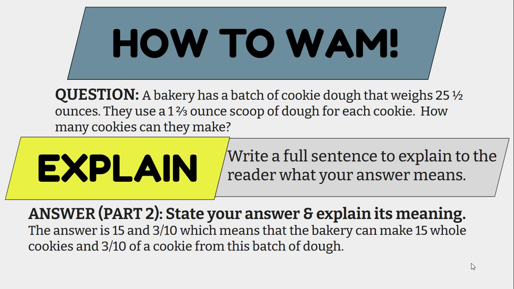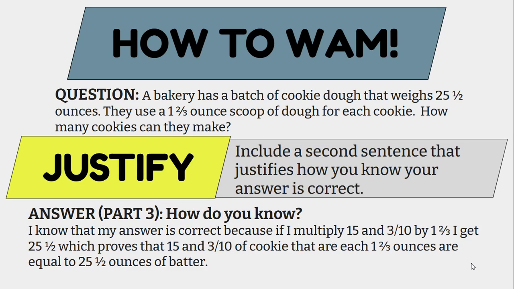And last, we're going to justify. We're going to prove that our solution is correct. So how do we know? Well, I can go back and prove that my answer is correct because if I multiply the 15 3/10 of a cookie that I got by 1 2/3, the number of ounces in each cookie, I get 25.5 ounces, which proves that 15 3/10 of a cookie that are each 1 2/3 of an ounce are equal to 25.5 ounces of batter.